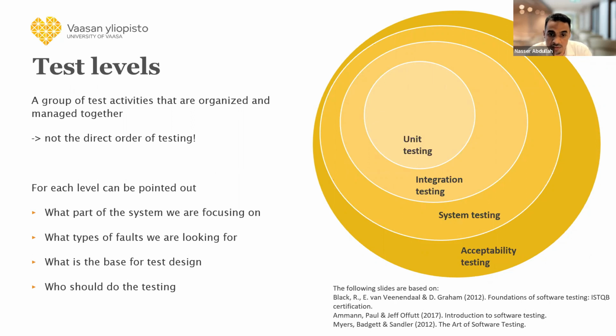So the first level is the unit, and then we go to the next one, which is integration testing. We have many units, and we test the integration between them. Then we test the system as a whole. After that, we have acceptance testing, which focuses on the user end.